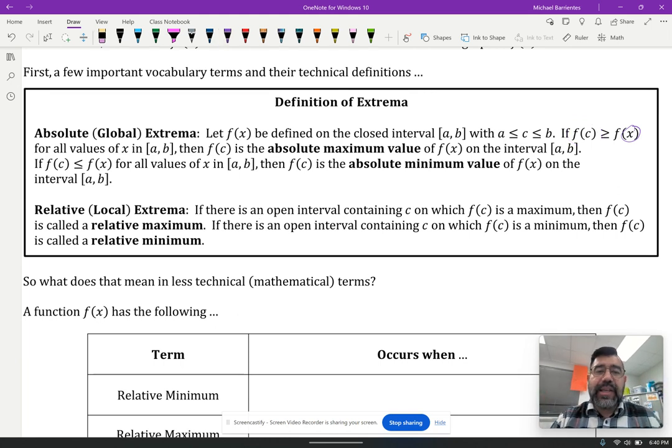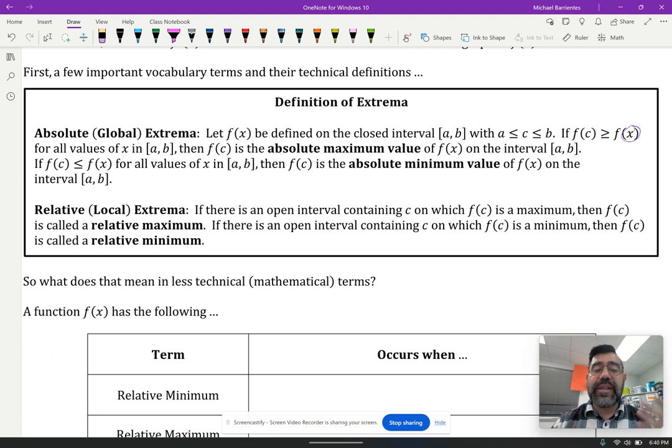That kind of makes sense. An absolute maximum means the very highest point on a window or interval of points. That function value has to be the biggest or equal to all the function values. It has to be the biggest one. Same thing for absolute minimum values. When I'm talking about an absolute minimum, I'm talking about a y value that's the smallest out of all the y values in my closed interval.